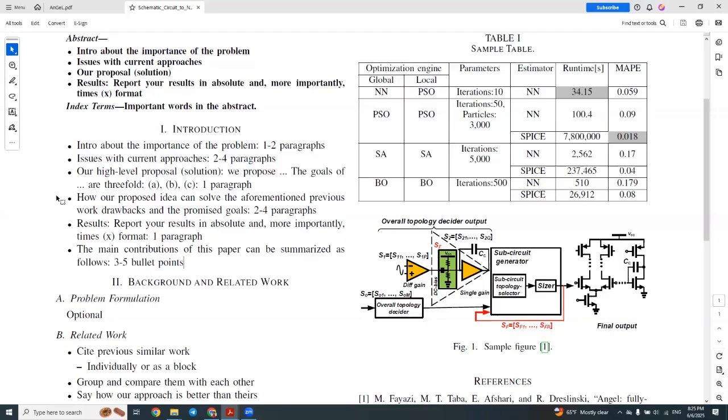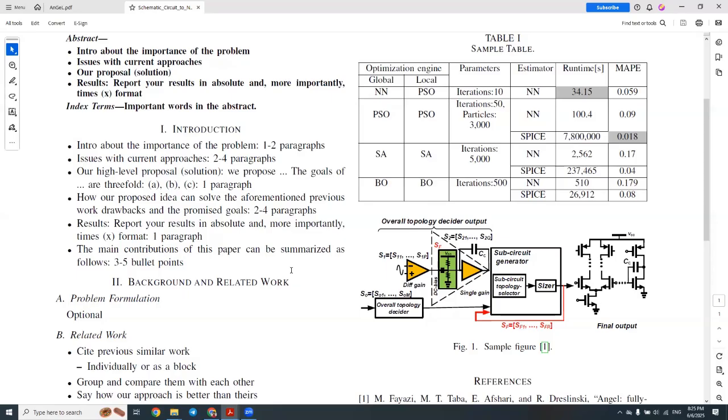We're going to talk in another video about how we start writing the paper. Again, this is for the structure of the paper, but we should summarize the main contributions of our work in three to five bullet points.